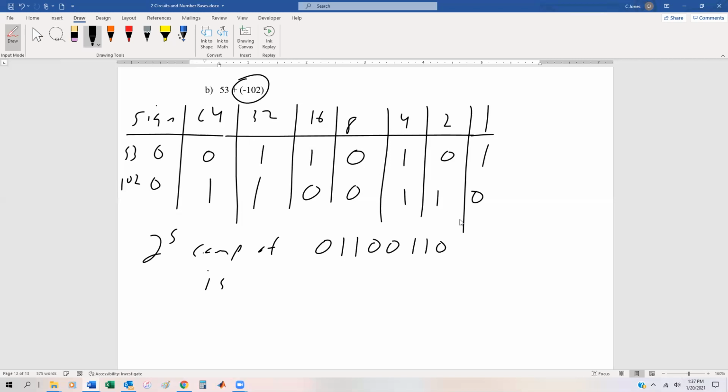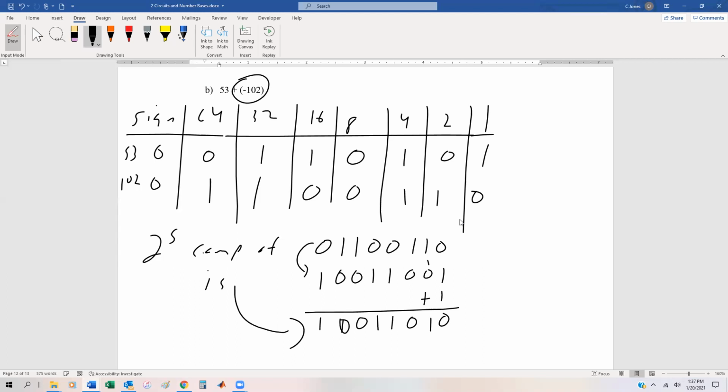So what we're going to do is we're going to flip the bits. Okay, so all we're going to do is we're going to change all the bits around. All right, so we do that, and then we're just going to add 1 more. Now remember, 1 plus 1 in binary is 10. And then everything else is the same. All right, so this is the 2's complement right here.